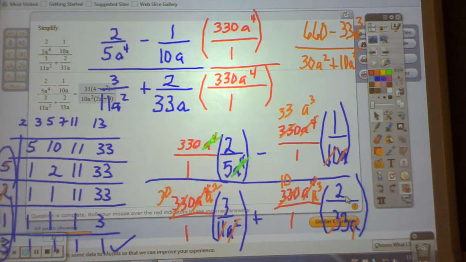Did I not multiply 10 times 2? There it is. And 30 times 3. I just forgot to do it. Sorry. That should be 90 plus 20. What about the 5 with the a? I probably forgot to do it down there too. I suck. Hold on.